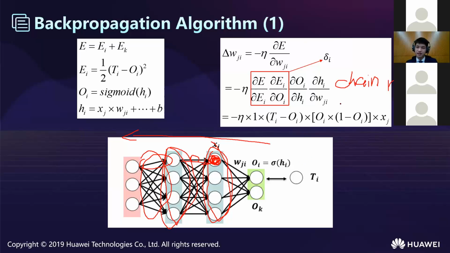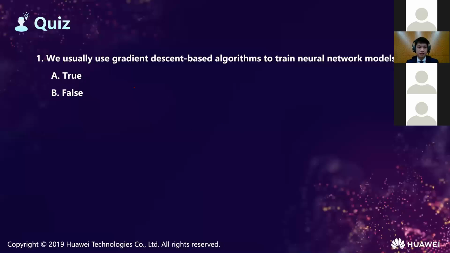Okay, so there's an example. If you are interested in it, you can just calculate. Okay, and there's a quiz here. We usually use gradient descent-based algorithm to train neural network models. True or false? I think it's true. Yes, that is true. Okay, so there are still some other methods, but usually we use gradient descent because it's quick and the performance is good.